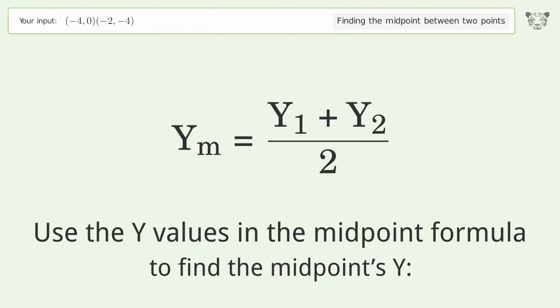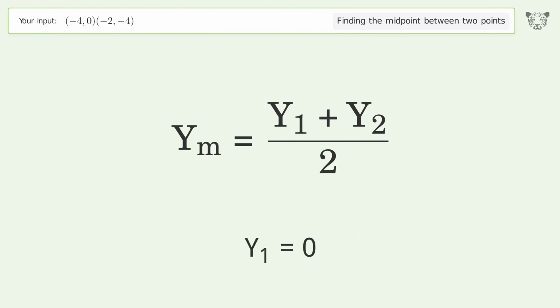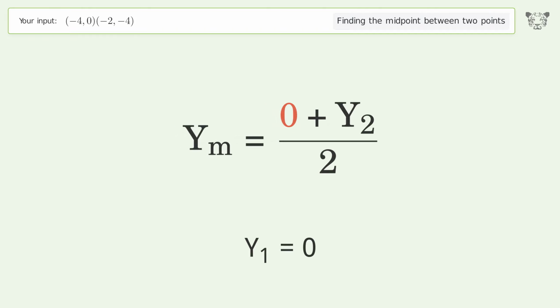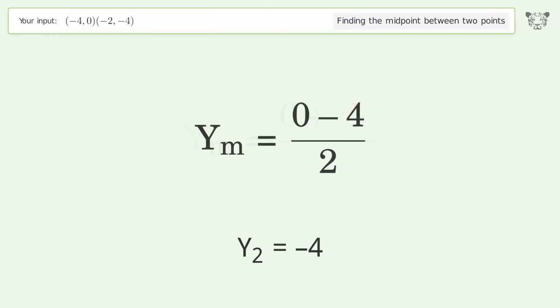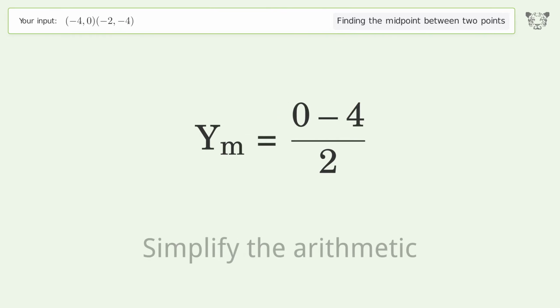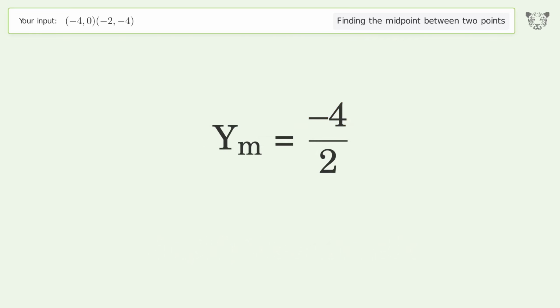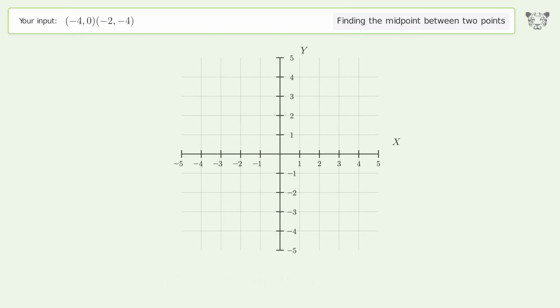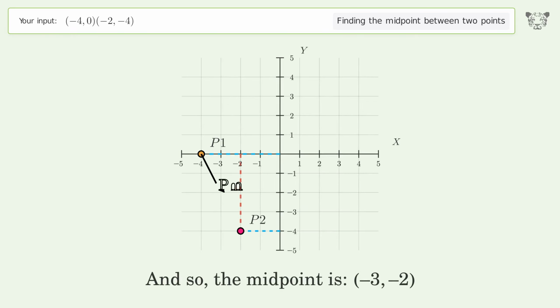Use the y values in the midpoint formula to find the midpoint's y. y1 equals 0. y2 equals -4. Simplify the arithmetic. And so, the midpoint is -3, -2.